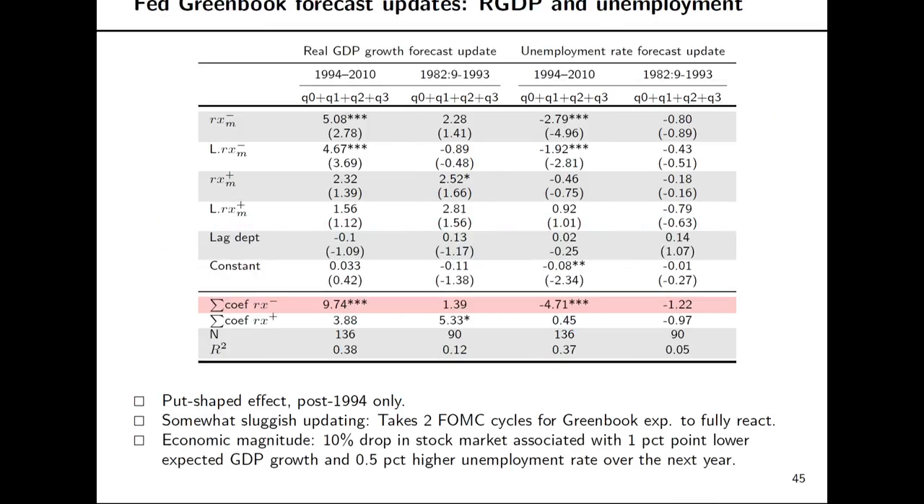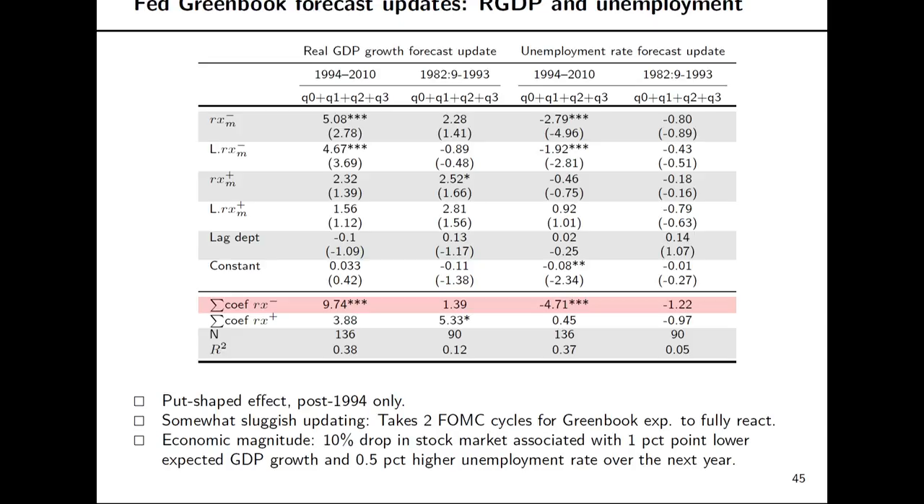So here's the updating of the green book forecast in response to the stock market. This is constant calendar quarter. So think about Q0 as the current quarter. You had some expectation about growth in that quarter before this FOMC meeting, so at the last FOMC meeting. Then since the last meeting, we get some incoming data in the stock market. We update our thinking about the same quarter. Okay, we update our thinking about Q0, Q1, Q2, and Q3. I'm going to add them up. So this is an updating in growth over the next year.